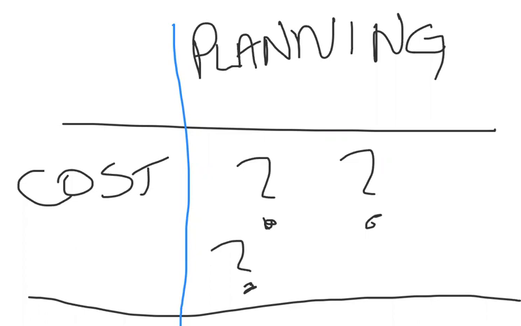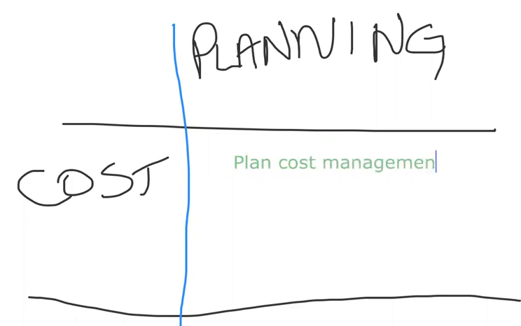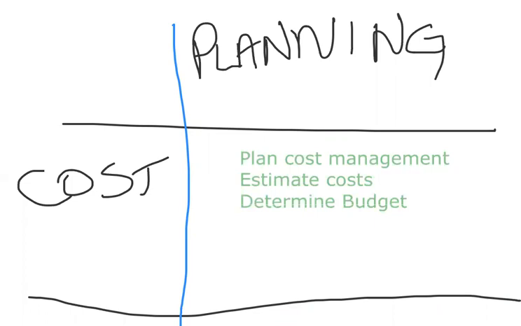All right, so here in cost, the first one we have is known as plan cost management. The second process we have is known as estimate cost. The third process we have is known as determine budget. And that is what we have where cost and planning intersect. Rather robust indeed, as you can see.